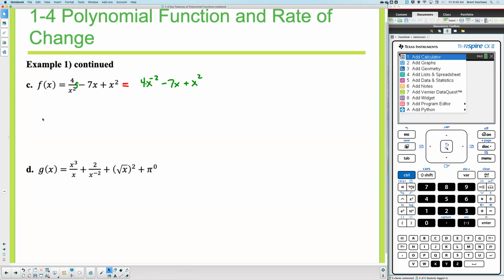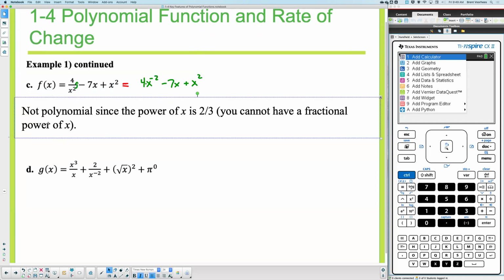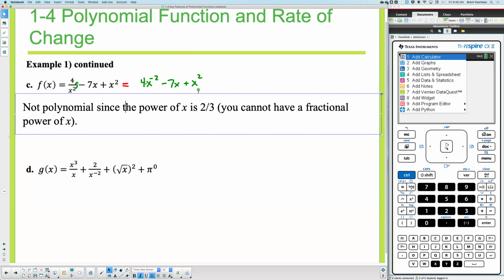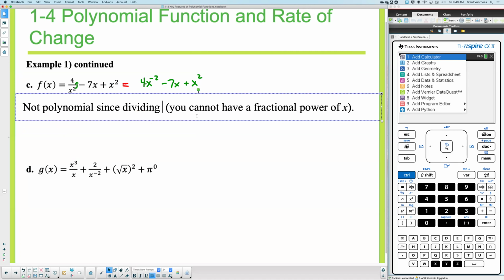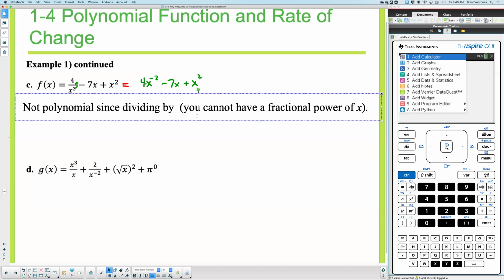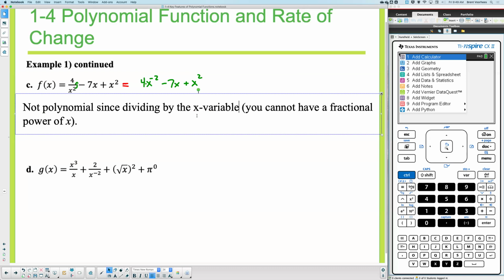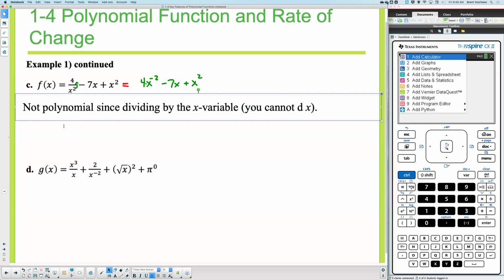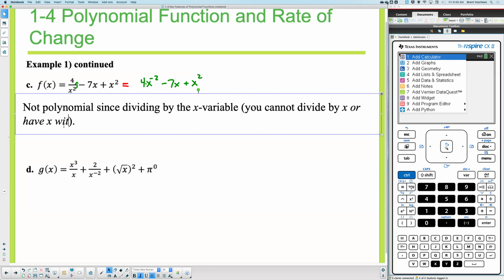And so you're correct in the assessment that it's not polynomial. Not polynomial since in the original, we're dividing by the x variable. And I'll say you cannot divide by x or have x with a negative exponent.